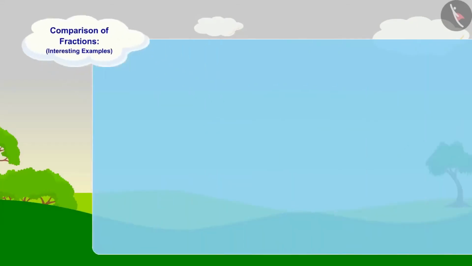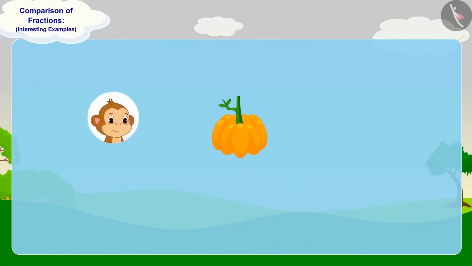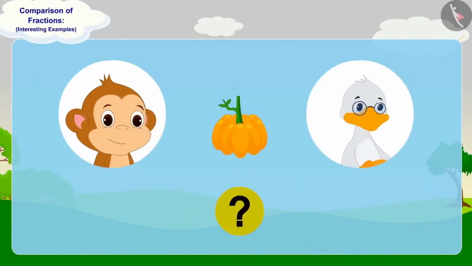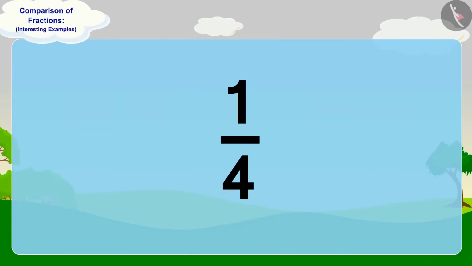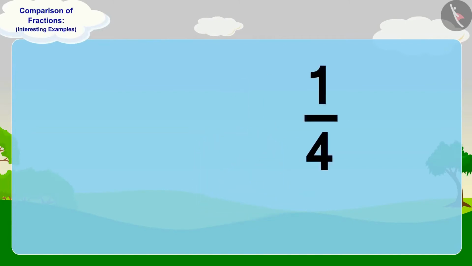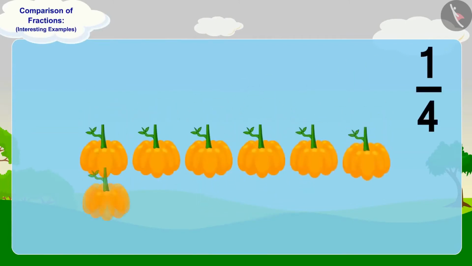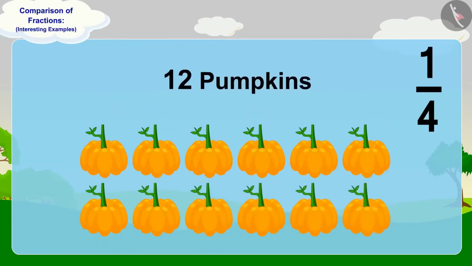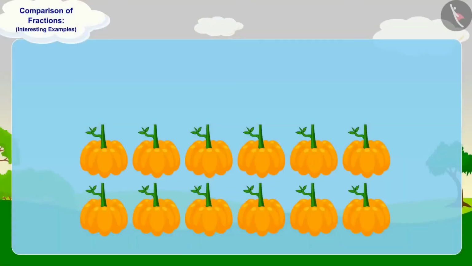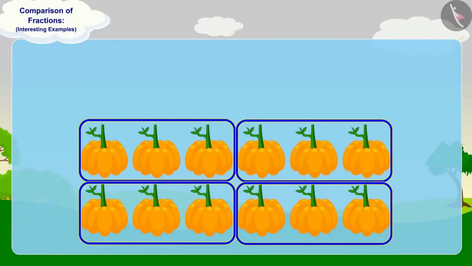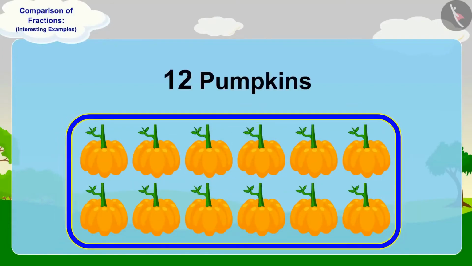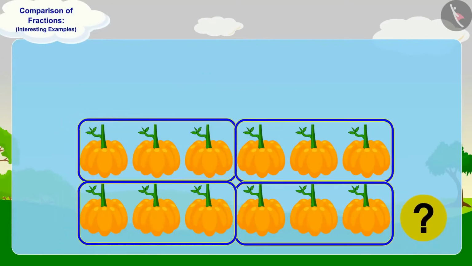Children, can you tell how many pumpkins Babban will give to uncle? In 1/4, we have to divide our whole into 4 equal parts. Here, we have a total of 12 pumpkins. So we have 12 pumpkins as our whole. We will divide them into 4 equal parts. If we make 4 equal parts of 12 pumpkins, then how many pumpkins will be there in each part?